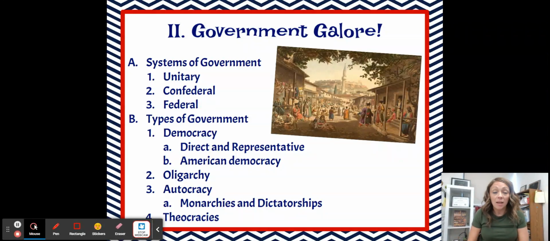And the last type that we want to look at is a theocracy. And a theocracy is a government in which religion plays an extremely vital role. Like there is no separation of church and state in a theocracy. And we'll talk about examples of these in class.